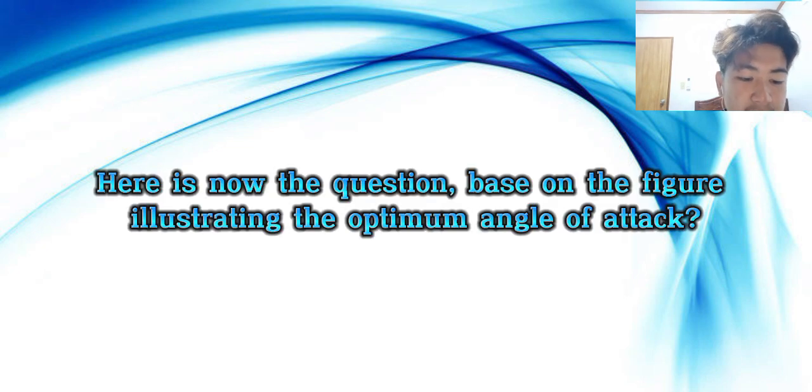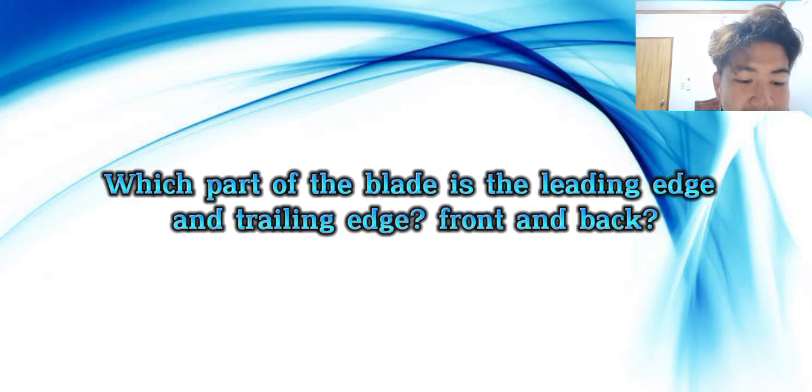So, here is now the question. Based on the figure illustrating the optimum angle of attack, which part of the blade is the leading edge and trailing edge, front and back? So, yung edge na nakaharap sa hangin is yung mas curve, and yun yung leading edge. And yung mas point na nakikita ninyo ay yun naman ang trailing edge.